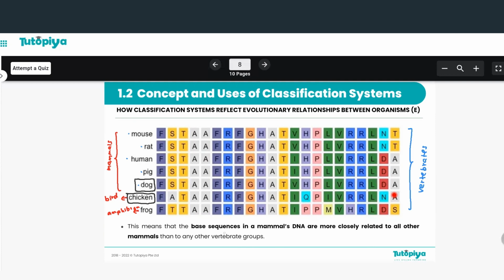So the base sequences in a mammal's DNA are more closely related to all other mammals than any other vertebrate groups. All these mammals, their base sequences are more similar to each other, so we say that they are more closely related to one another than they are to the other vertebrate groups. So this is the theory of this section. Let's now take a look at a question from the question bank.